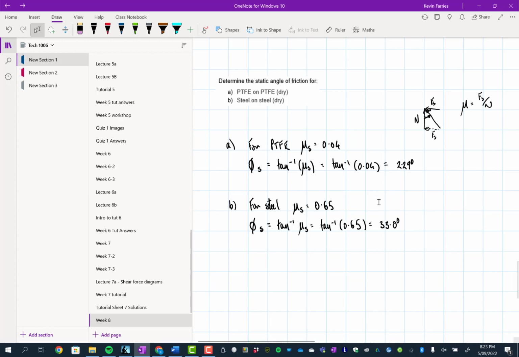And obviously you could do this the other way around. If you were given the friction angle, you just take tan of it and you'll get the coefficient of static friction from that. Nice short one.